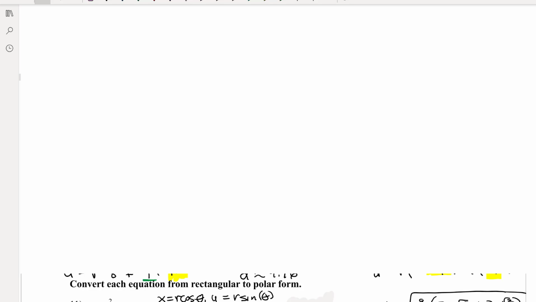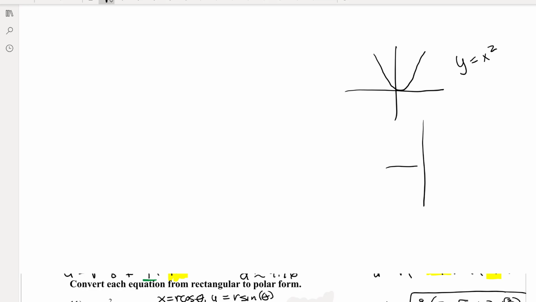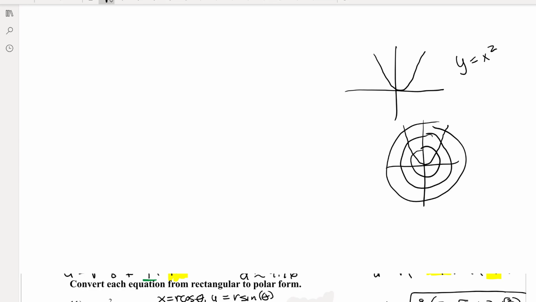Okay, right here where it says convert each equation from rectangular to polar form. So what that means is if you have a parabola, y is equal to x squared, if you had a polar graph, what does that same equation translate to in polar form where you have r's and thetas involved? All right, so this is what you need to know.